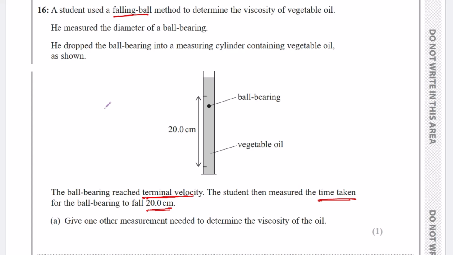So this is the falling ball method. And when the ball bearing is falling, these are the forces acting on it. One is weight, and since it has reached terminal velocity, the weight should be equal to upthrust plus drag. For upthrust, you need the density of the fluid. And for weight, you need the mass. For viscosity, viscosity is inside this drag, everybody, because drag equals 6 pi eta rv, using Stokes' law, of course.